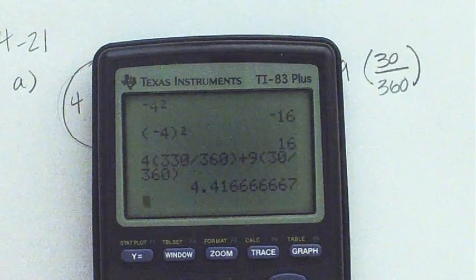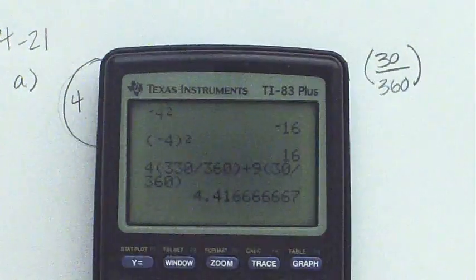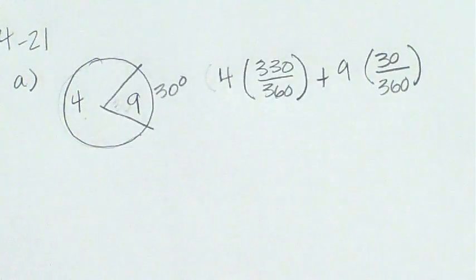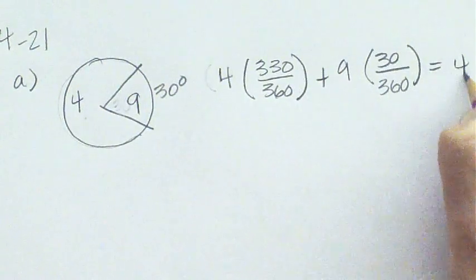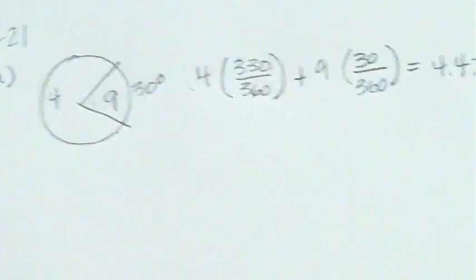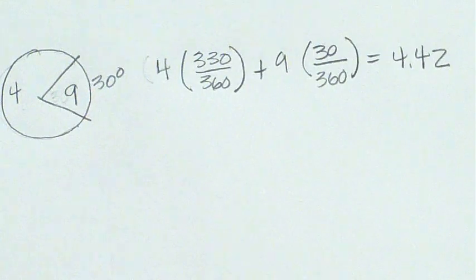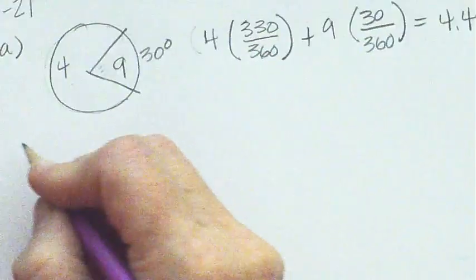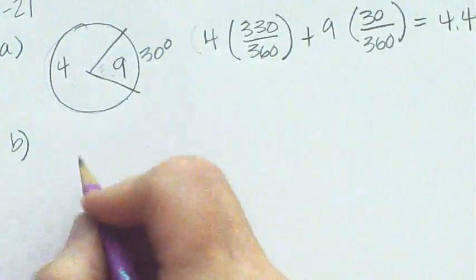And I got 4.4, let's round that off to 4.42. So it's not a fair game. If it were a fair game, that would have turned out to be 0. For part B, this is kind of funny.